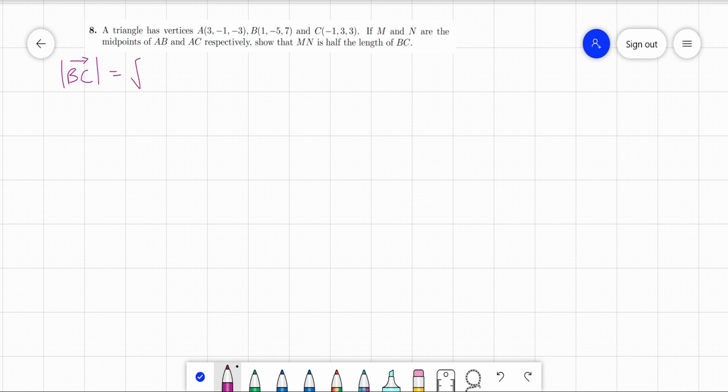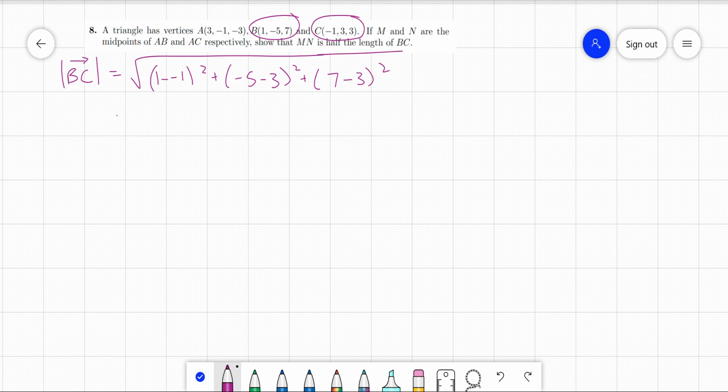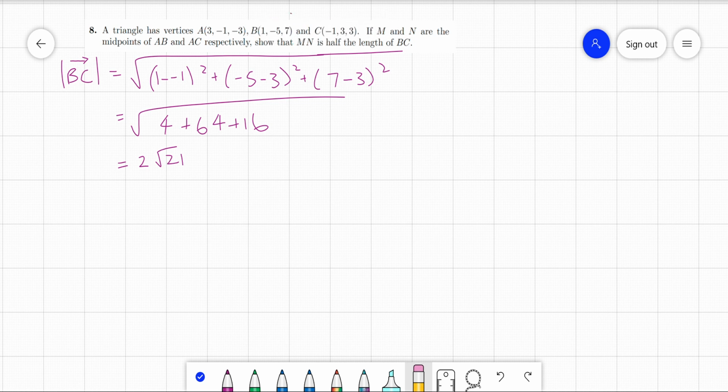So we would go square root of, let's look at B and C. So we've got 1 minus 1 all squared for the x's. For the y's, minus 5 minus 3 all squared. For the z's, 7 minus 3 all squared. So there we have 2 squared, 8 squared, and 4 squared. So that is 84 under there. 84 is 4 times 21, so that's 2 root 21. Alright, so that's BC, and we are trying to show that MN is half that length.